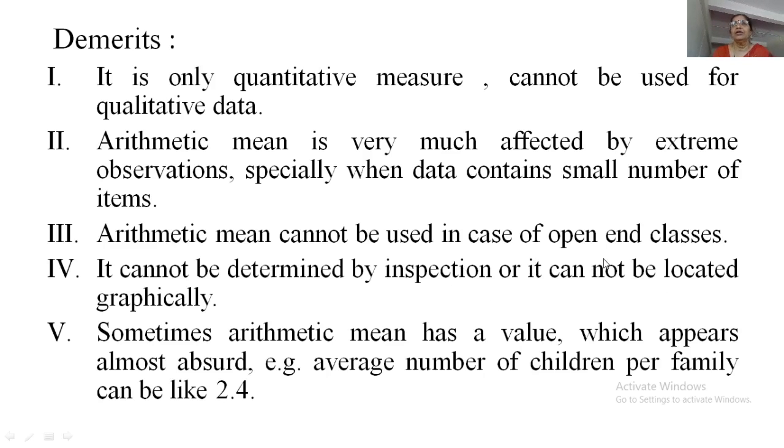See, in forthcoming lectures we will discuss mode, median, positional averages. Both median and mode can be determined graphically with the help of histogram and less than type or more than type cumulative frequency curve. But this property is absent for arithmetic mean. That means arithmetic mean cannot be determined graphically. Further, arithmetic mean cannot be the value of an actual observation in the data.